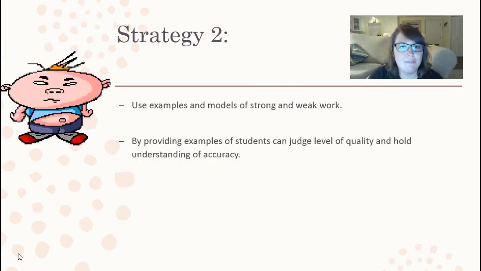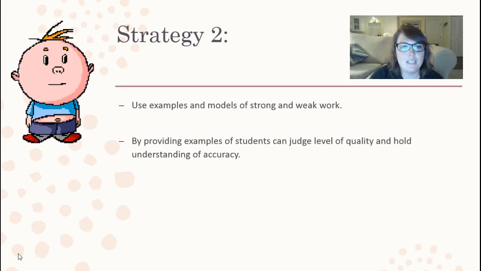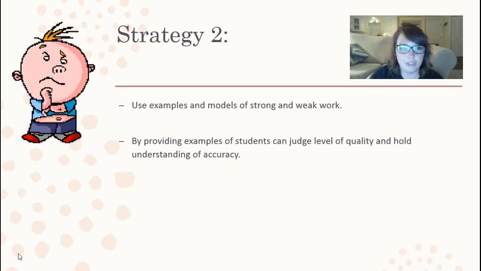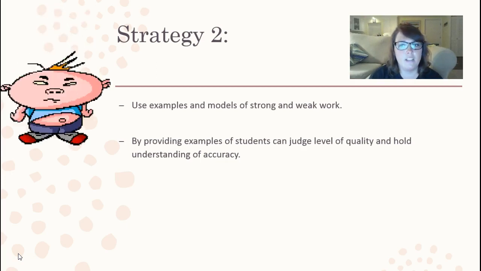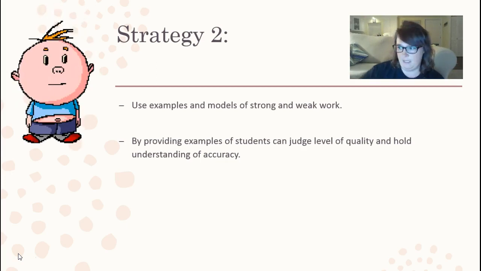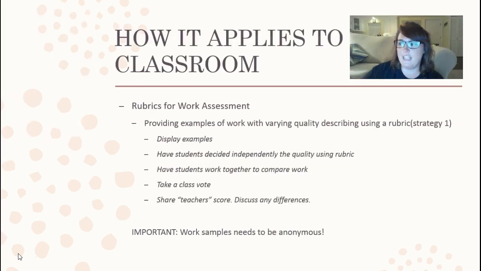Strategy number 2. Use examples and models of strong and weak work. By providing students examples, they can judge the level of quality and hold an understanding of accountability. What does this look like in the classroom?